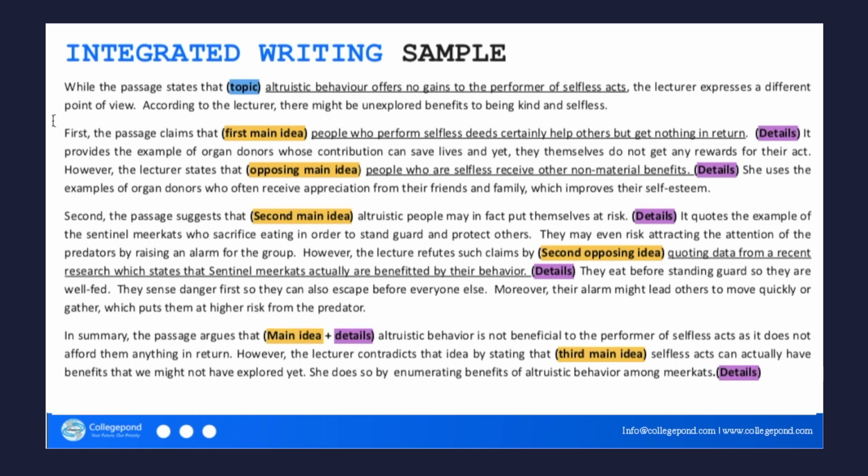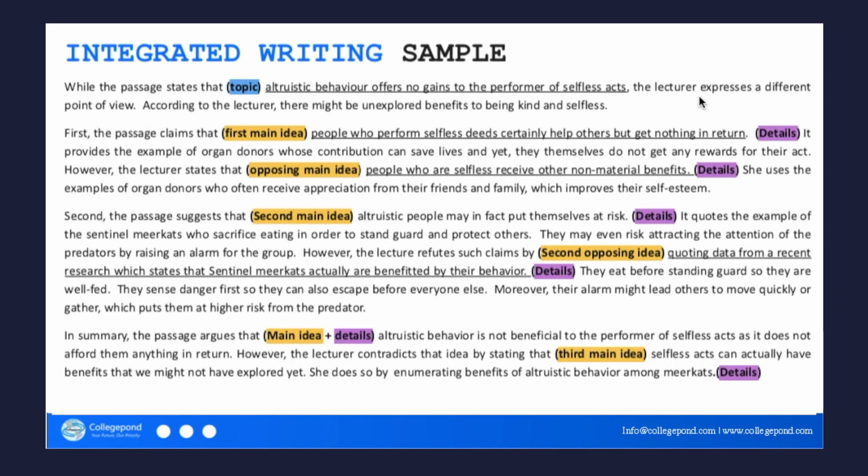So you can start your essay with while the passage states that, because you're always going to have a passage before the lecture. Then you state the topic. The blank is for the topic. The lecturer, however, expresses a different point of view. That's always going to be the case. You're never going to have a lecturer who has the same point of view as the passage. In most cases, they will always be opposing the points that are made in the passage.